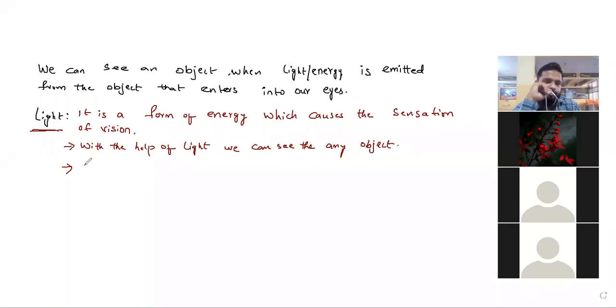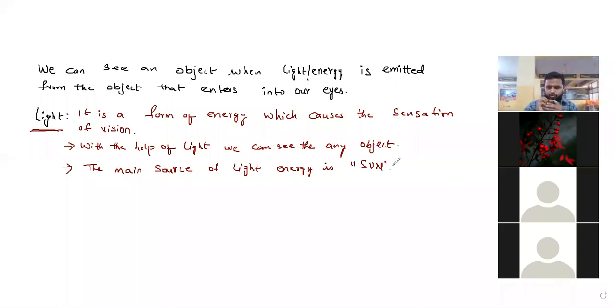So we can write here: the main source of light energy is the sun. The sun is a very vast example around us of light. Okay. Now I have one question.